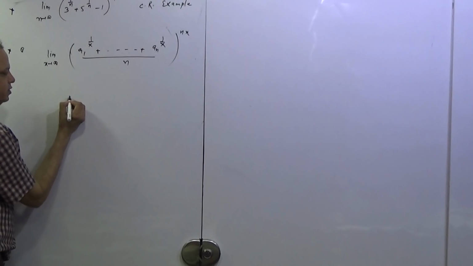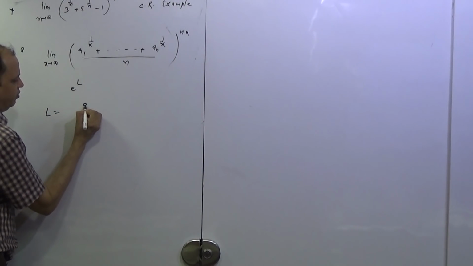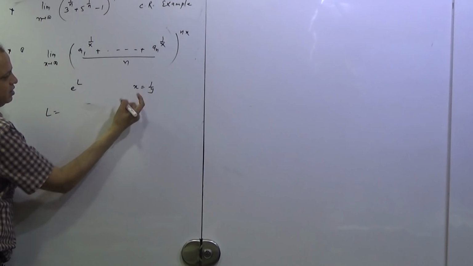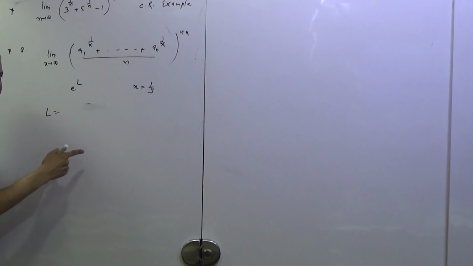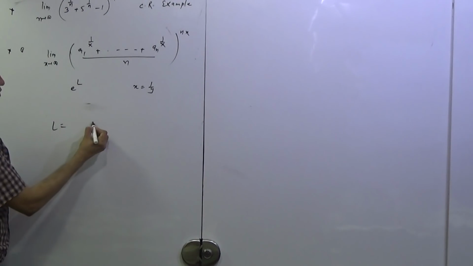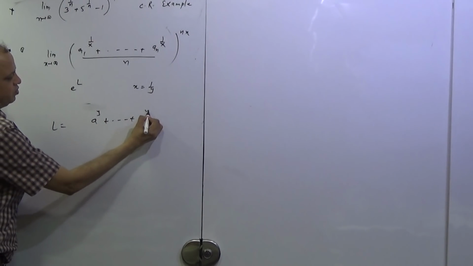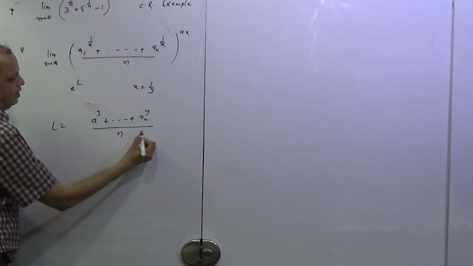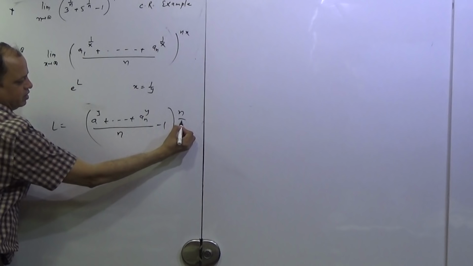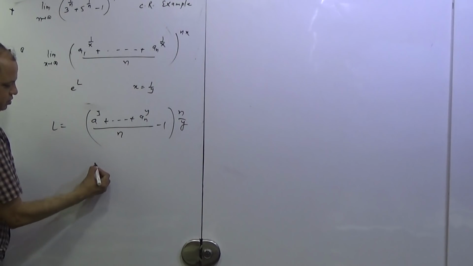Sir, same as we were doing. e to the power n, and what is n? L is equal to nx, a1 raised to power 1 by x. Can I write it directly with x equal to 1 upon y in the solution, and I can write the step? Just let me know what L is in that case. Sir, a1 raised to y plus a2 raised to power y up to so on till an raised to power y, divided by n, minus 1, into n by y. Excellent. Now I'll put it over here. Yes, sir.